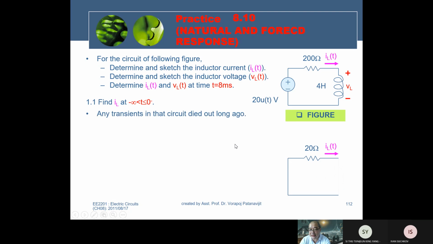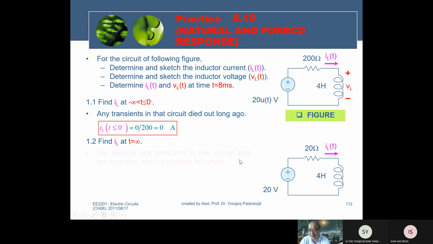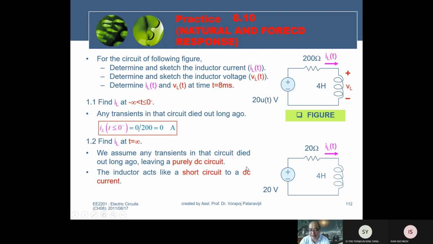Any transient in the circuit died out long ago. Therefore, IL equals 0 because there is nothing left. For IL at time infinity, the inductor performs like a short circuit, and the source is already equal to 20 volts for a long time. We assume any transient in that circuit died out long ago, leaving a purely DC circuit, and the inductor acts like a short circuit to the DC current.